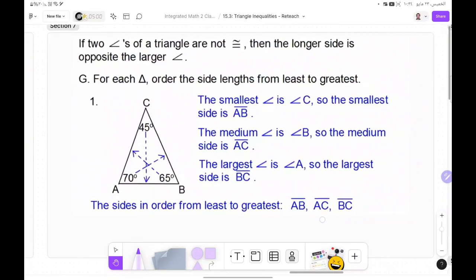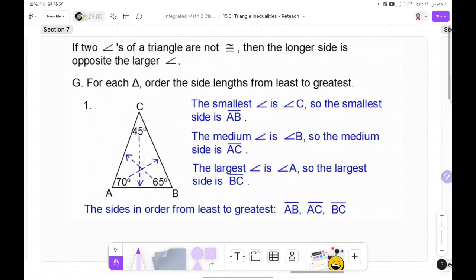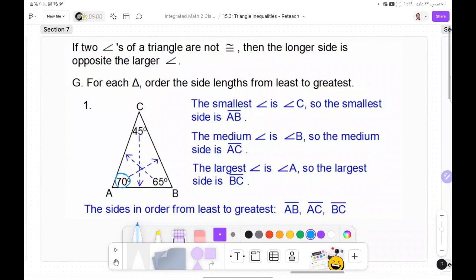Now let's have a look at the opposite case, if we have the angles and we're talking about the sides. It's always the same thing, represented as the converse. Because angle A is the greatest angle, the opposite side, which is CB here, will be the greatest side, because it's opposite the greatest angle. Same thing here, the smallest angle is 45, which is angle C.